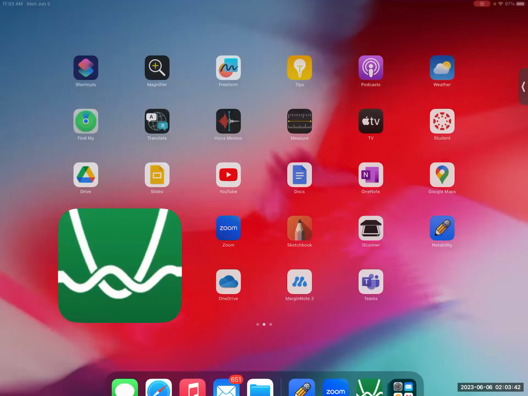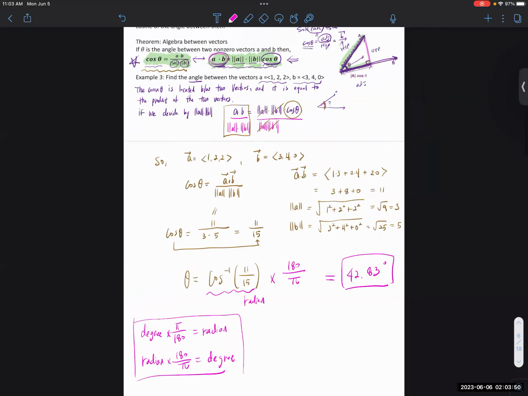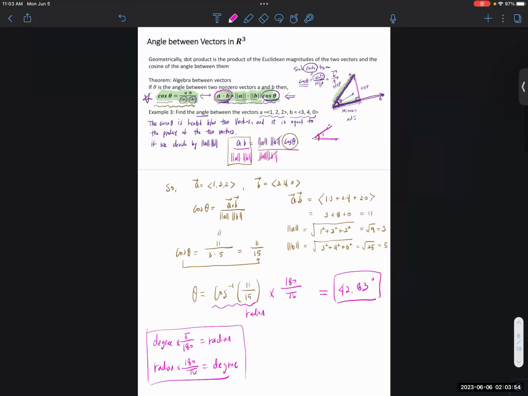So I'm going to bring that number. So approximately 42.83 degree. This is the angle between two vector A and B. So you can find out the angle between two vector by using that formula simply. Does it make sense, Gia? So that's geometrically how you're going to use a dot product to find out the missing angle between two vectors.